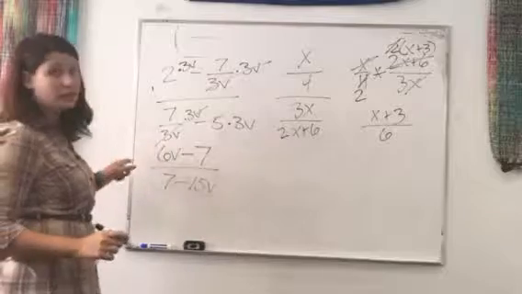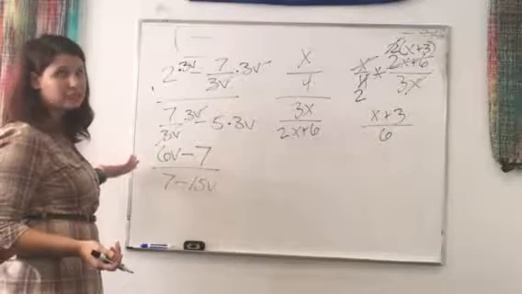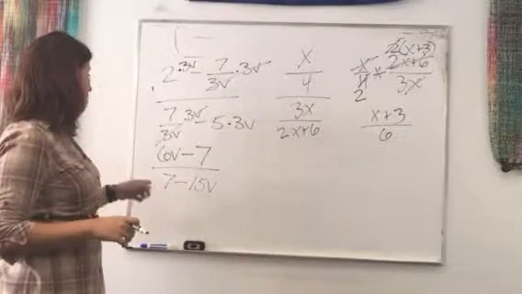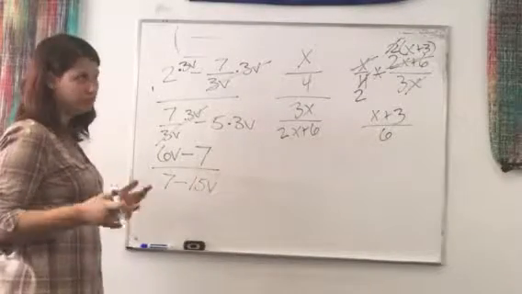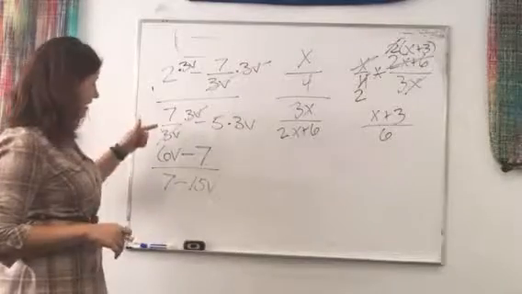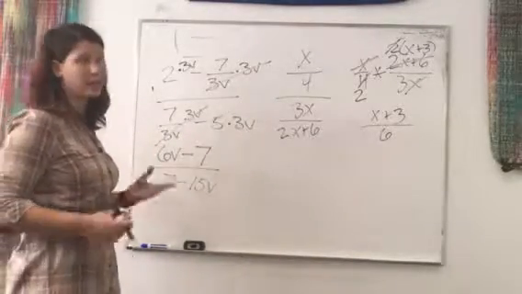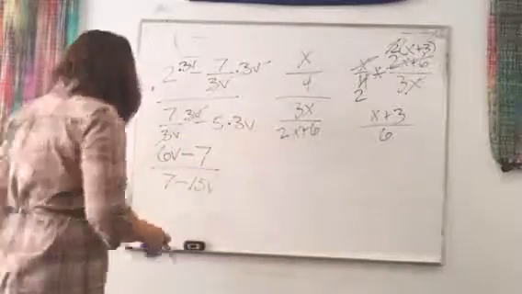Can we factor the top? 6v minus 7. That's prime, right? We can't factor anything out of it. 7 minus 15b. That's also prime. And they're not the same thing. So we're done. We can't cancel, we can't factor, nothing else to do.